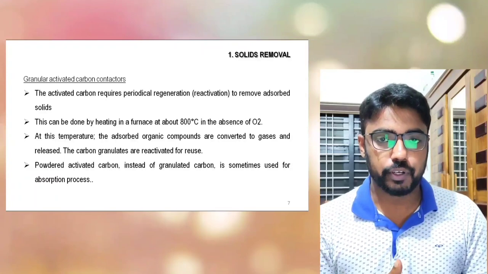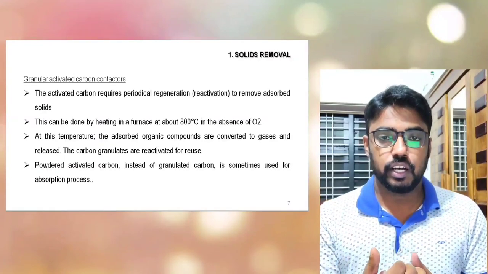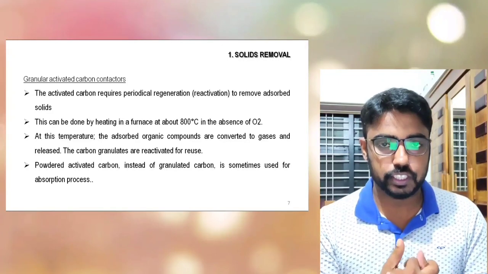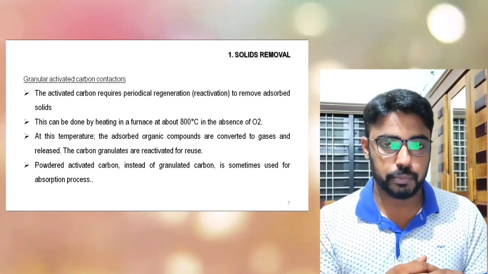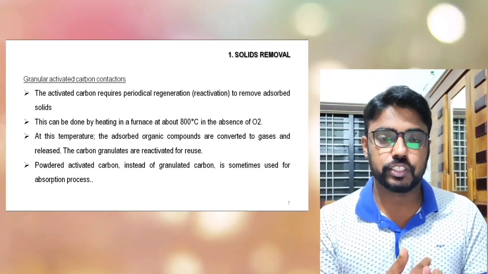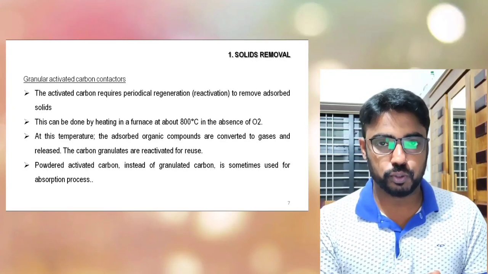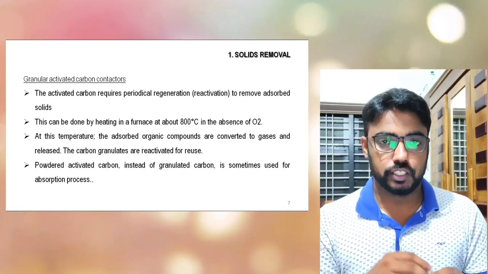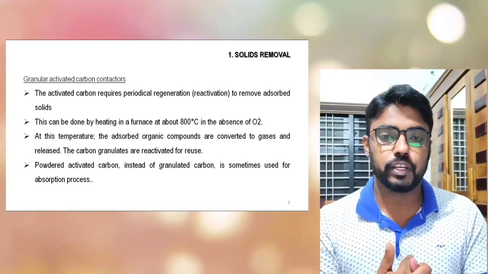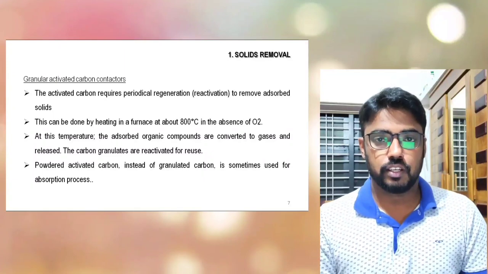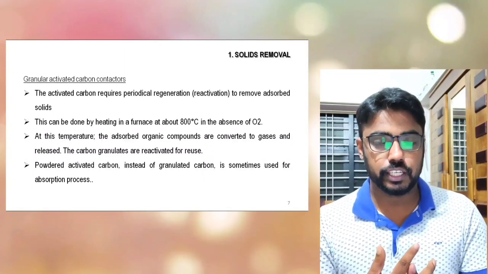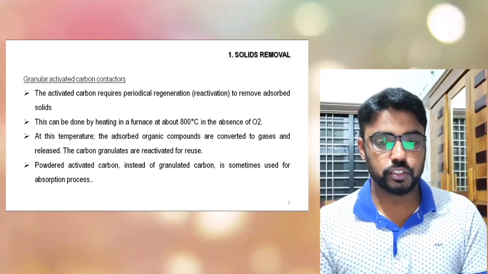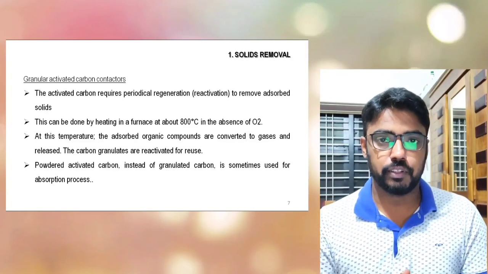And the used activated carbon requires regeneration, that means reactivation, to remove the adsorbed solids present on this activated carbon. For that purpose, this activated carbon will be heated at 800 degrees Celsius in a furnace to remove these dissolved solids, in the absence of oxygen. At this temperature, the adsorbed solids will be removed as gases. And instead of granular activated carbon, we can use powdered activated carbon. This is about the adsorption of activated carbon.